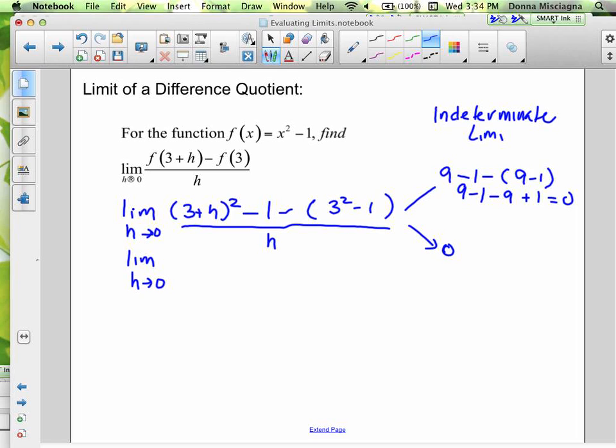So we're going to need to simplify. We're going to expand. Squaring is pretty easy. If we were cubing or raising to another power, we could use Pascal's triangle or the binomial theorem to get that, or we'd have to just multiply it out. But here, this one's kind of easy. This is just 3 plus h times 3 plus h. I'm just going to put it right over here.